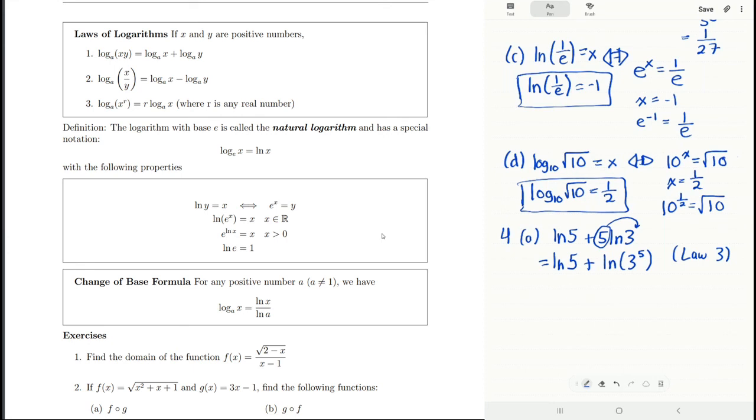So now we have the natural log of 5 plus the natural log of 3 to the power of 5. And since we're adding logarithms, we can use the first law to write it as a single logarithm by multiplying what is inside both of these logarithms. So we have 5 times 3 to the power of 5 by using the first law. And if you were to perform this calculation, this would be the natural log of 1,215.